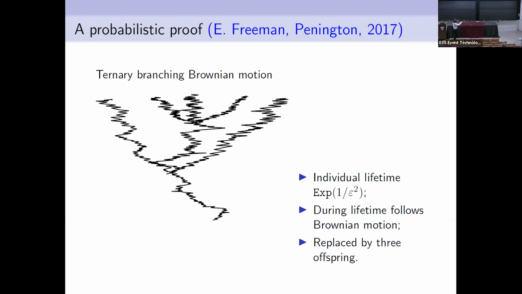And when will it die? Well, it dies after an exponentially distributed lifetime with parameter 1 over epsilon squared. So with mean epsilon squared. So as epsilon gets small, it really does not live very long. It lives a very short amount of time. And when it dies, it's replaced by 3 offspring in the location where it died. And there were 3 offspring here, but the lines overlapped.